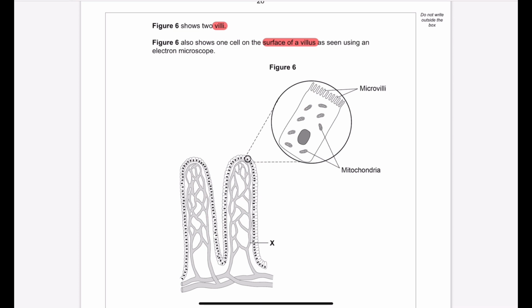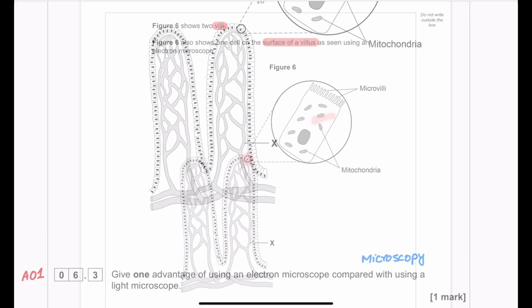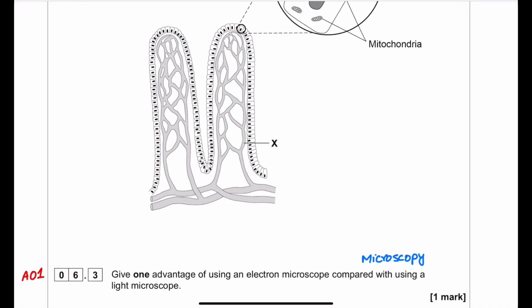Figure number 6 shows two villi. One is given here and another is given here. Figure number 6 also shows one cell on the surface of a villus as seen using an electron microscope. We see here this is one cell. 6.3 is an AO1 question. Give one advantage of using an electron microscope compared with using a light microscope.